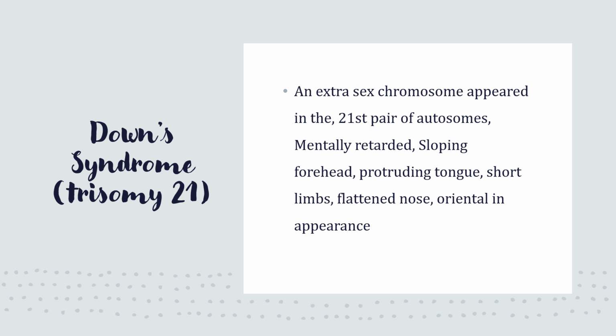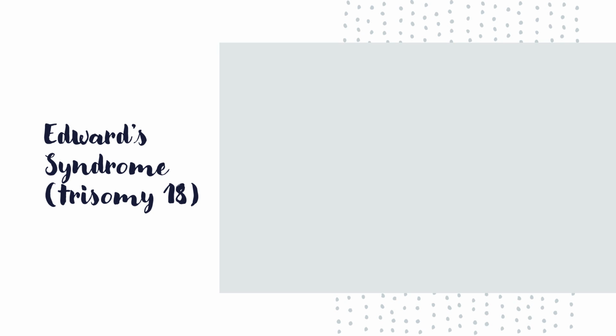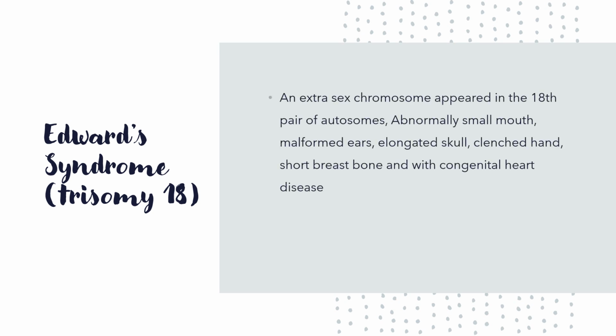A lot of children right now who are enrolled or currently in special education are diagnosed. Well, not most of them, but some of them are actually experiencing Down syndrome, and that's because of the trisomy 21. Next, we have Edwards syndrome, where autosome 18 is the one that has another sex chromosome. So again, an extra sex chromosome appeared in the 18th pair of autosomes. In here, abnormally small mouth, malformed ears, elongated skull, clenched hands, short breastbone, and congenital heart disease.